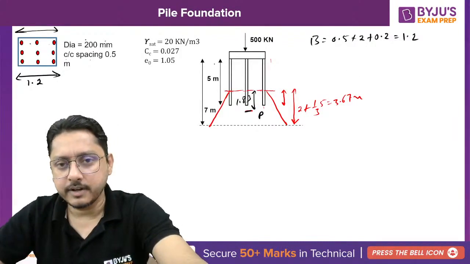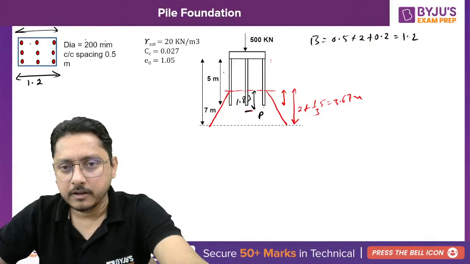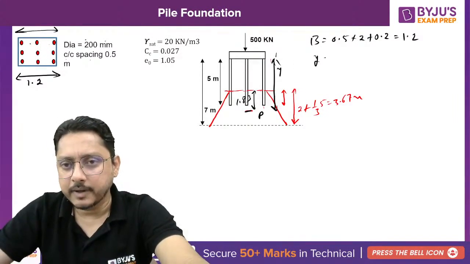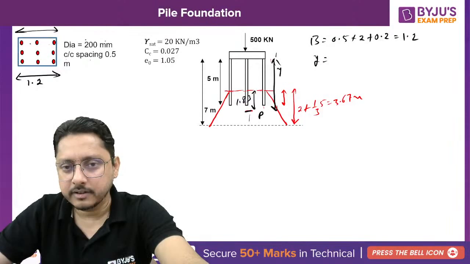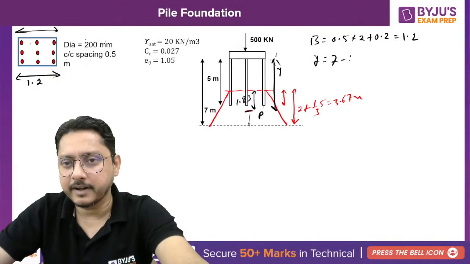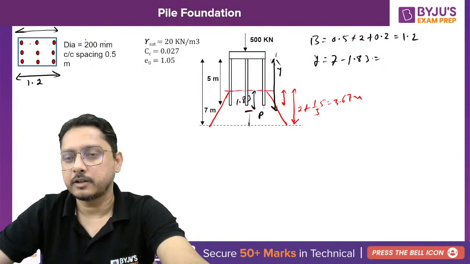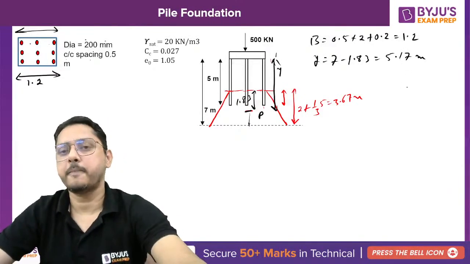We are also interested in this particular length. Suppose this length, which I just wrote down, is Y. So this Y will become how much? 7 minus 1.3. So 7 minus 1.3 will become Y. How much you'll get? 5.17 meter.